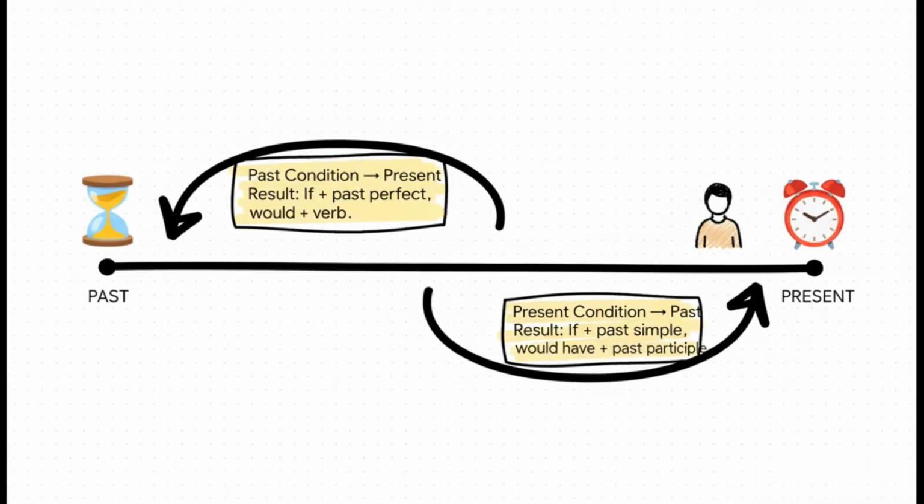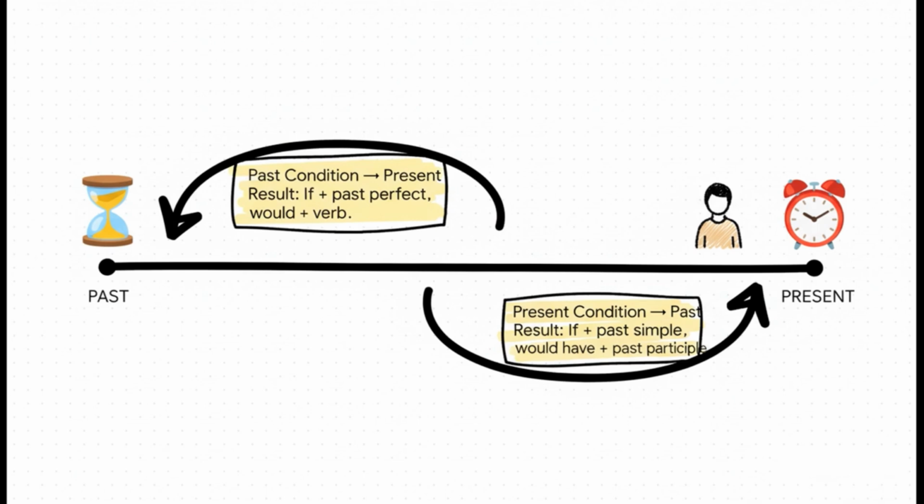Okay, let's break this down. There are two main types. First, you've got a past condition with a present result. Like, if I had studied medicine, that's in the past, I would be a doctor now. The second type flips it. A present condition with a past result. If I were more responsible, that's a general state right now, I wouldn't have lost my job. That happened in the past. It's all about connecting different points in time.